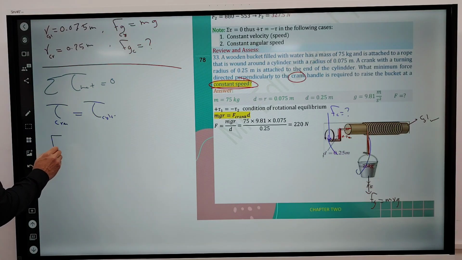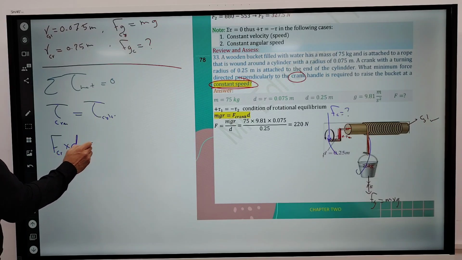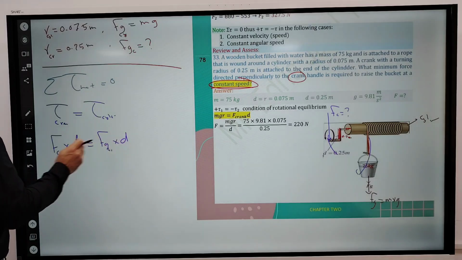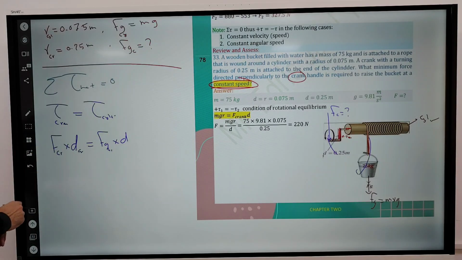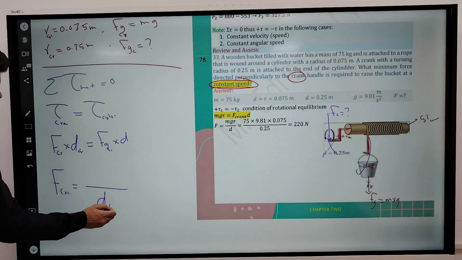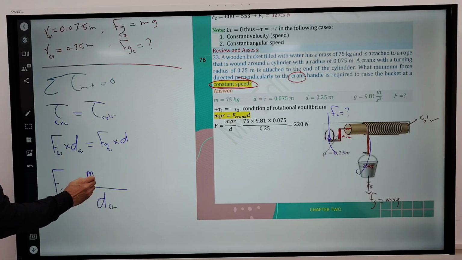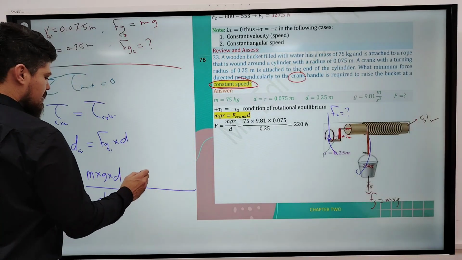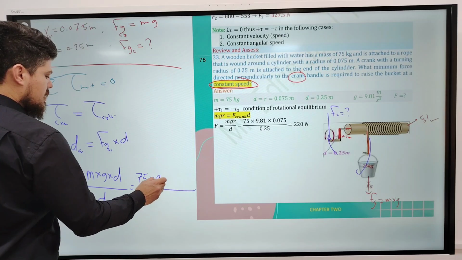Okay, the torque is equal to what? F, the force of the crank, times the distance of the crank from the axis of rotation is equal to Fg of the cylinder times the distance of the cylinder from the axis of rotation. What is unknown? The force of the crank, so rearrange the equation. The distance of the crank goes to the denominator. Instead of Fg, mass was given: mass times gravity times distance.